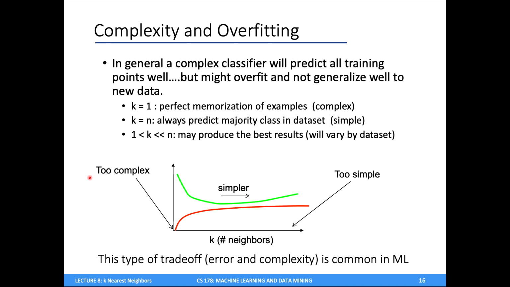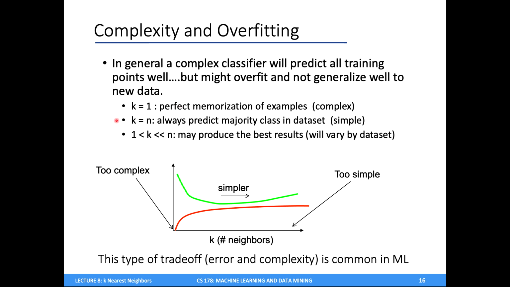Again, you should have this idea of complexity and overfitting and underfitting in your mind as you think about tuning these models. So again, in general, a very complex classifier is going to do really well on your training data, but it's just not going to generalize well to new data we didn't see before. So as we pointed out on the last slide, if k is equal to 1, we just have one nearest neighbor. We'll get perfect memorization of the training data, so we'll get 0 training error. This is a model that's just kind of too complex usually.